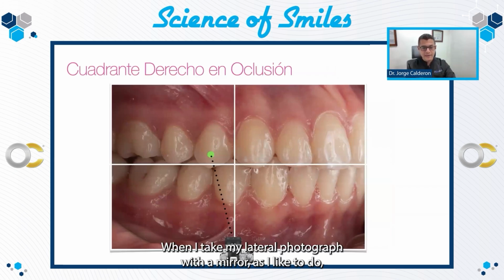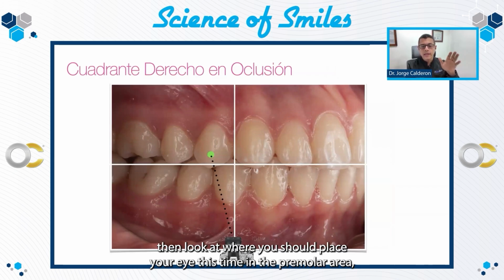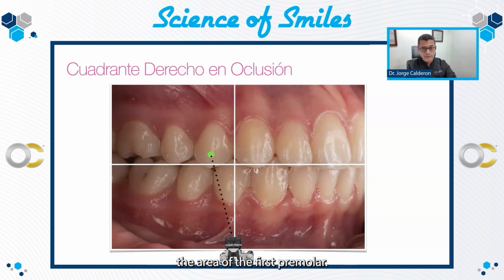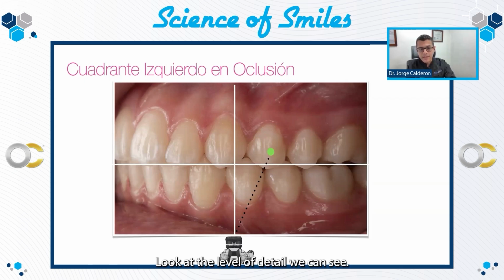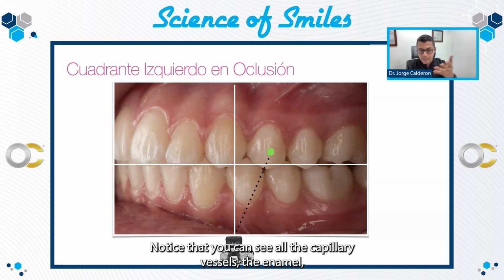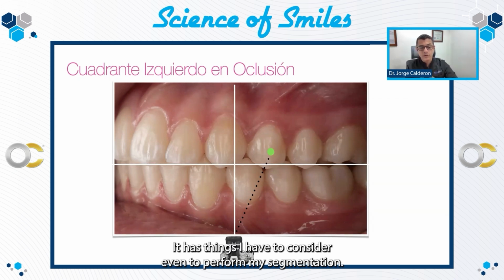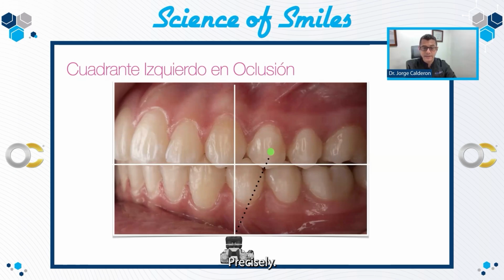When I take my lateral photograph with a mirror, as I like to do, then look at where you should place your eye, this time in the premolar area, the area of the first premolar. That's where you need to focus to get detail from the anterior and posterior sectors perfectly complete. Here, we have another image of the left quadrant in occlusion. Look at the level of detail we can see. Notice that you can see all the capillary vessels, the enamel, the external structure of the enamel, the irregularities it has, things I have to consider even to perform my cementation precisely.